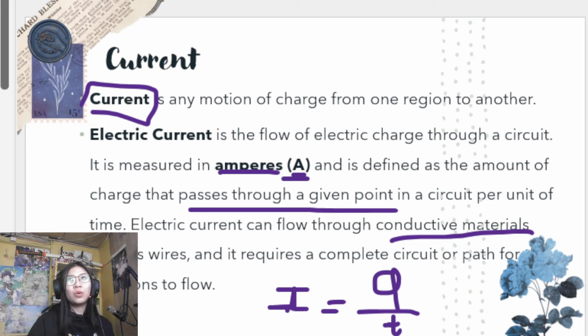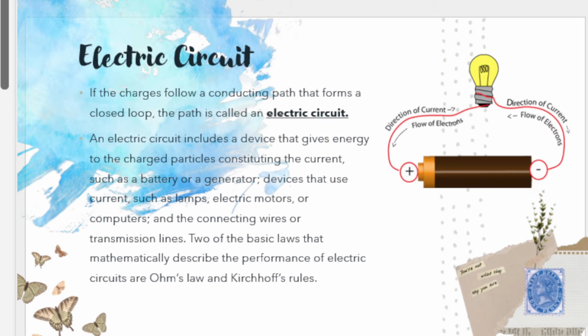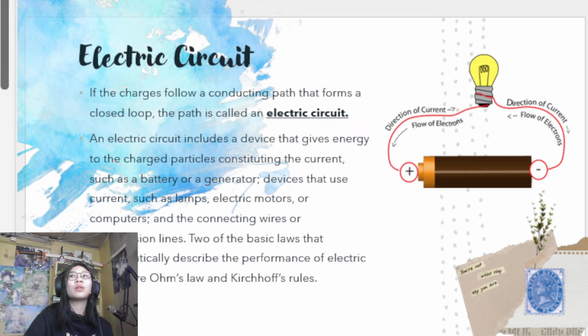But how will we know that your circuit or path for current to flow is complete? First, what is an electric circuit? An electric circuit is a path that your charges follow to form a loop, what we call a closed loop. Remember, this is a closed loop. So there must be no open in the circuit, in any devices, components, or wirings, so that your current can flow. That is what we call an electric circuit.